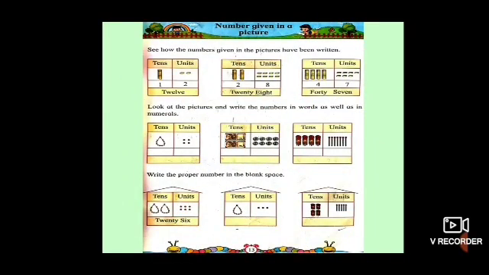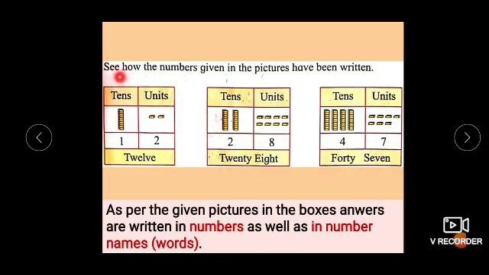Now children, come to page number 13 of your maths textbook. We are going to solve this one by one. See how the numbers given in the pictures have been written. As per the given pictures in the boxes, answers are written in numbers as well as in number names, words.